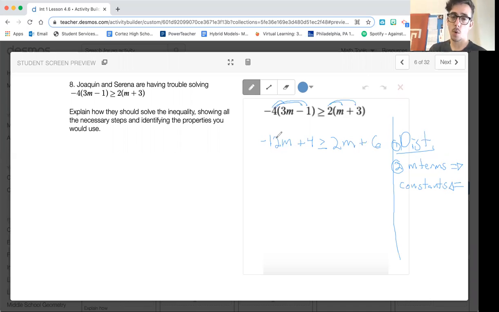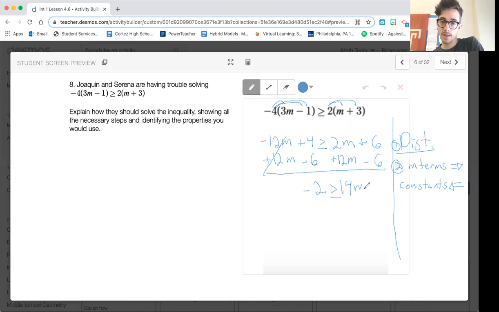I see that if I want to move this -12m, I'll have to use addition here and here. Then I would move constants to the left, deducting 6 here, deducting 6 here. This cancels. 4 minus 6 gets you -2. This is greater than or equal to 14m. Take it further, divide by 14. 14 cancels. So this is division property of inequalities.